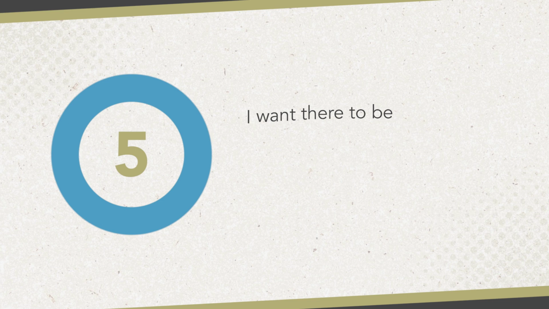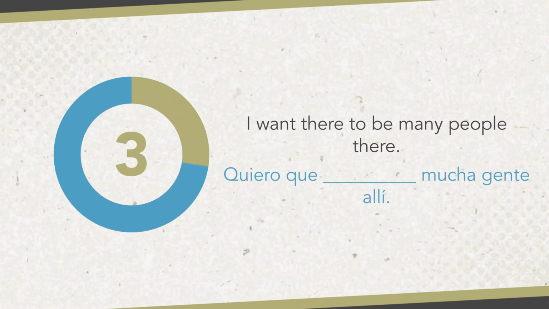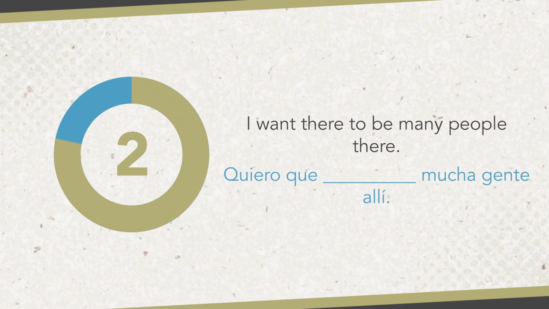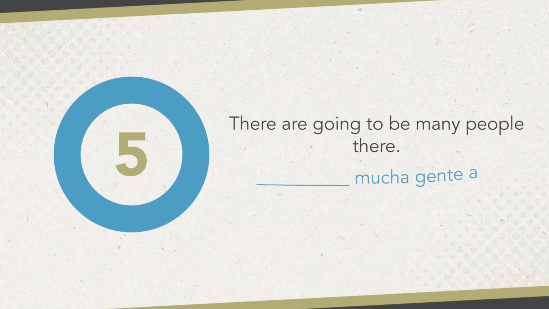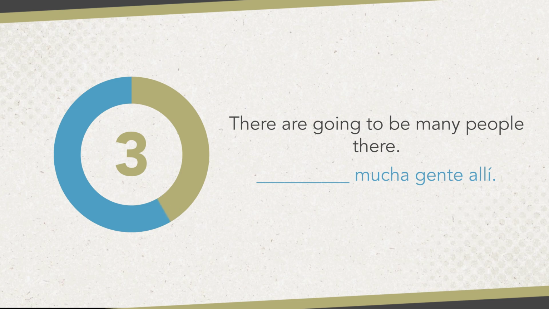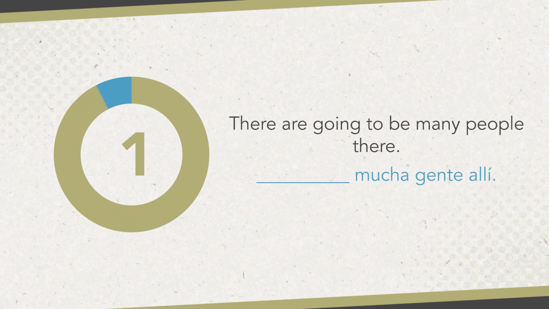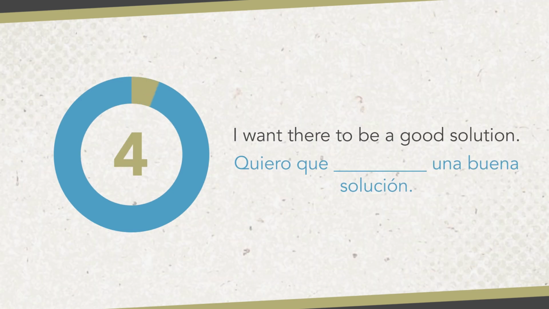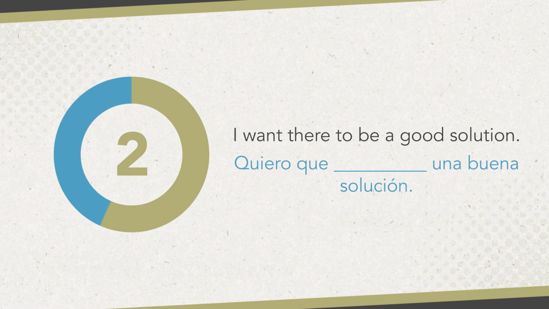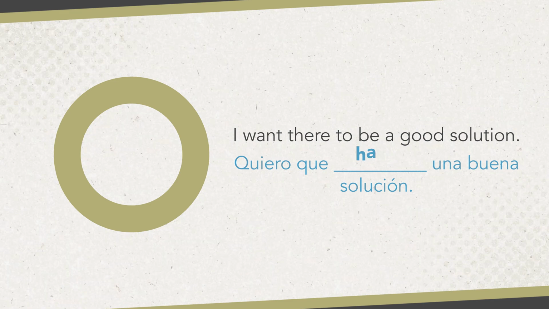I want there to be many people there. Quiero que haya mucha gente allí. There are going to be many people there. Va a haber mucha gente allí. I want there to be a good solution. Quiero que haya una buena solución. So you'll use this word haya anytime that you intend for there to be something somewhere. Basically, whenever you intend for something to exist.